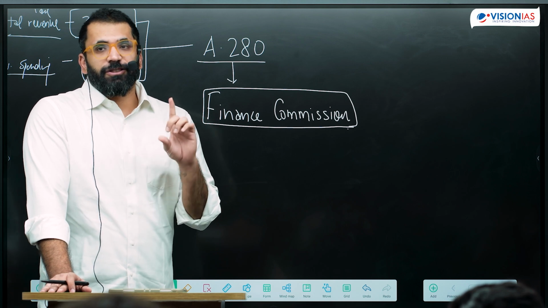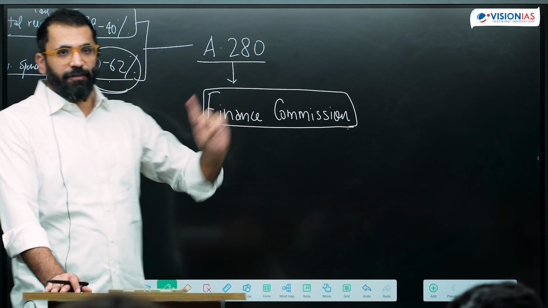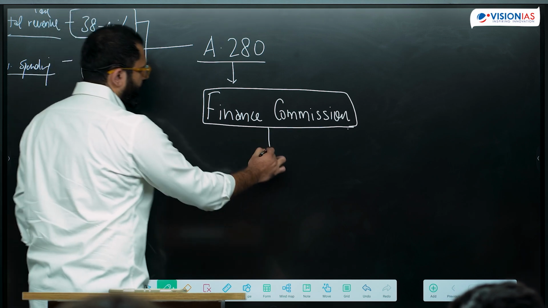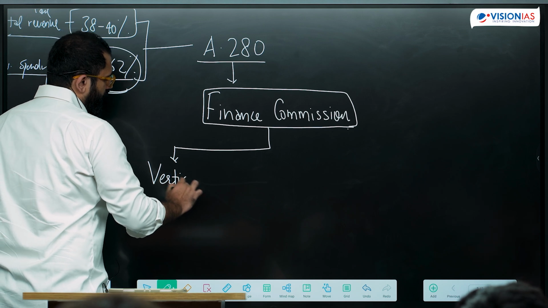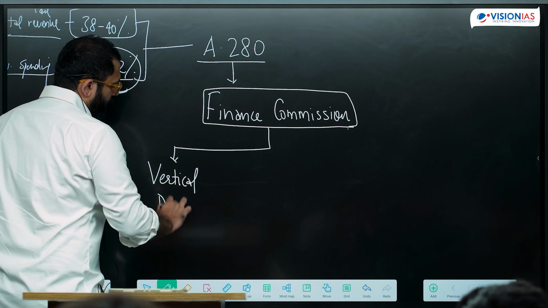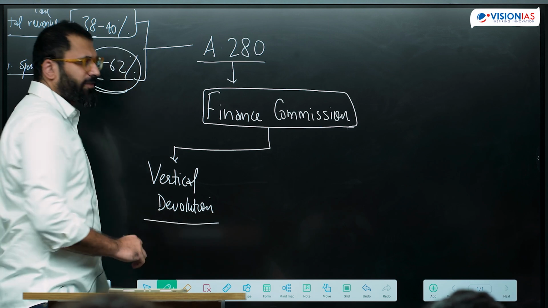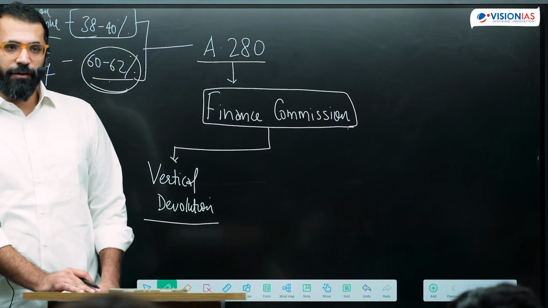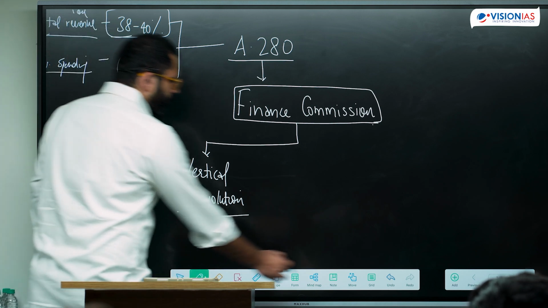Now, for distributing the funds between center and states, we have a constitutional body, that is the Finance Commission. Finance Commission is responsible for, first, the first source of funds, that is vertical devolution or vertical transfers. The Hindu, I think 10 days or 15 days back, carried an article on this, vertical devolution, in the text and context page. Now, what do we mean by vertical devolution?